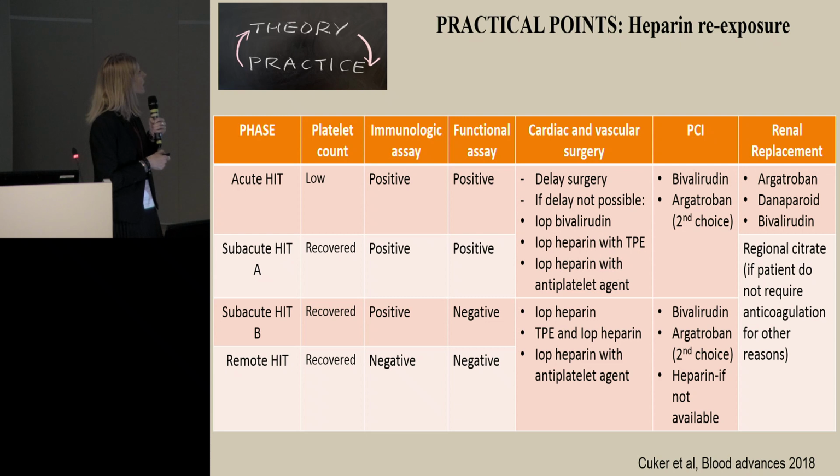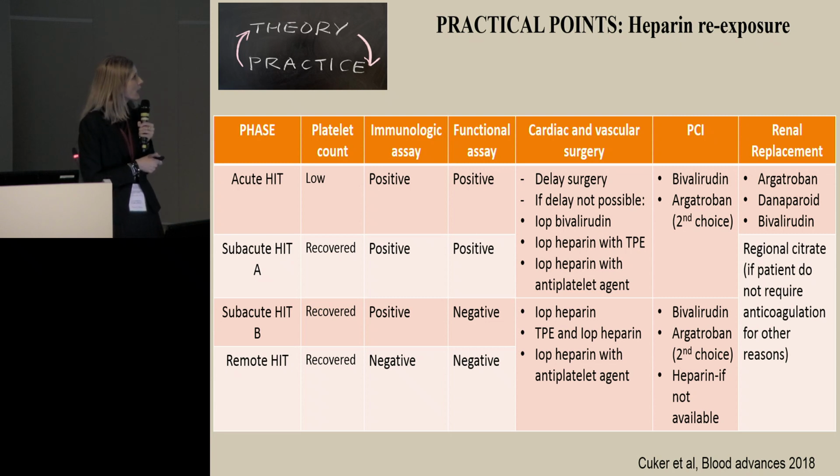As you can see here, after the acute HIT, we have different subacute phases, and then we have the remote HIT, where platelet count is recovered and both assays are negative. The question, and the big problem, is when we have a patient in these phases of HIT who will need re-exposure to heparin, what do we do with this patient?